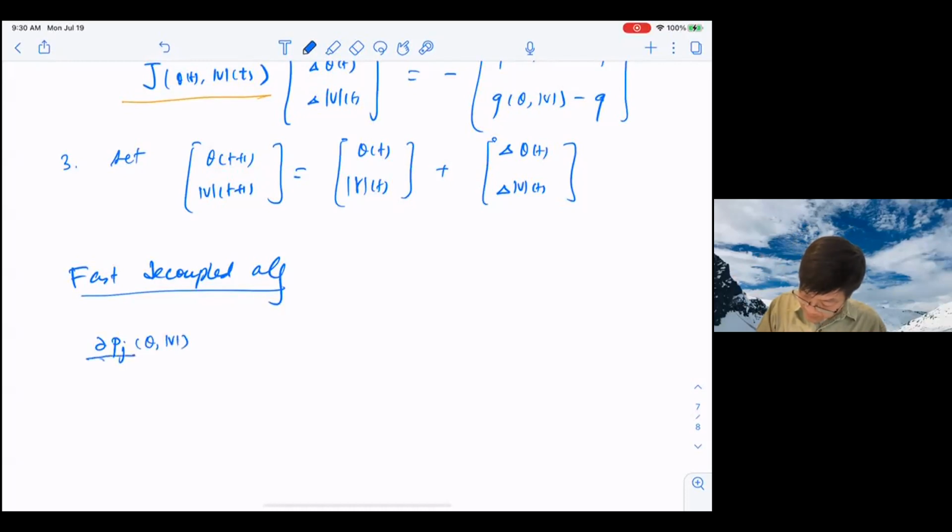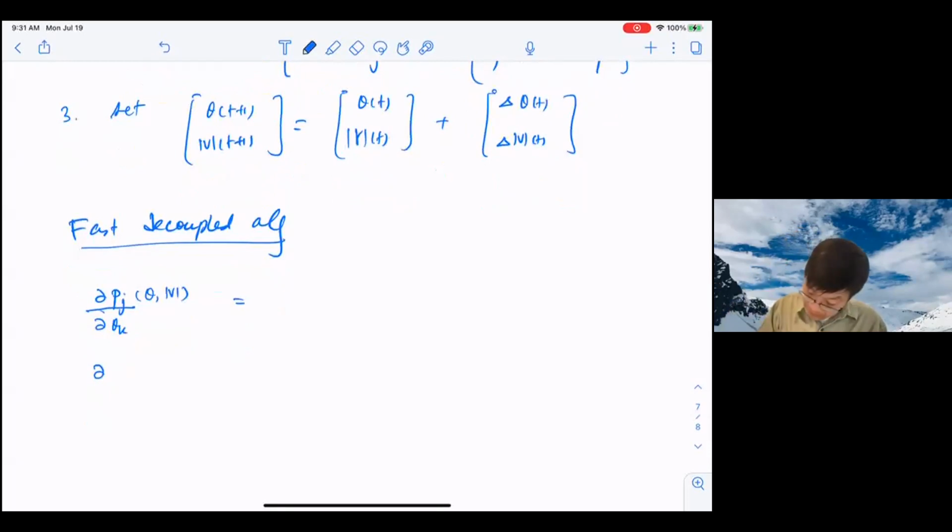This function, the derivative with respect to theta_k, you can write this out. That's the polar form. You take the polar form, and then you take the derivative. It's a simple derivative involving trigonometric functions. Similarly, you do dQ/dV evaluated at theta and V. So if you write this out, let me write out one expression to illustrate the point. It will look like this.